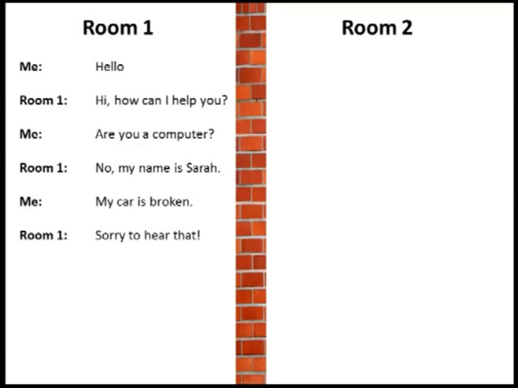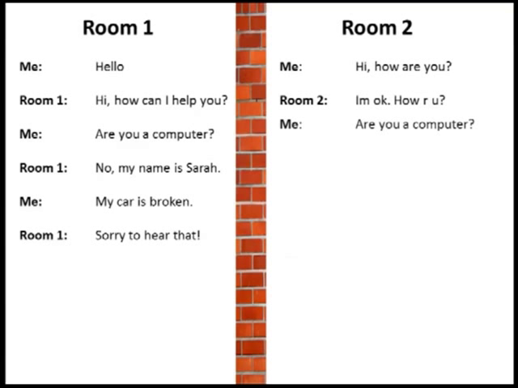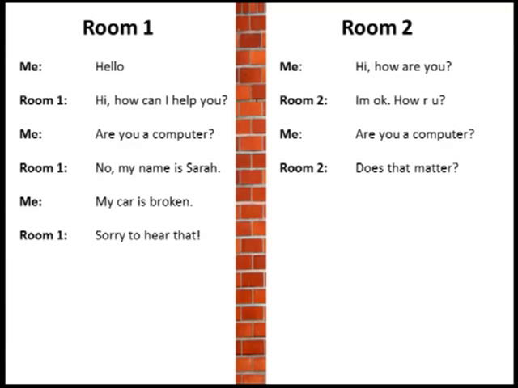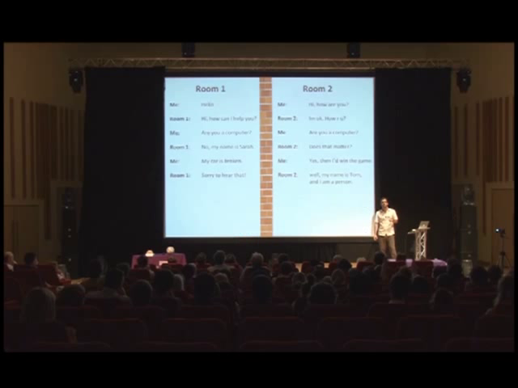In room two, I say, hi, how you doing? How are you? And the thing in room two replies, I'm all right, how are you? Just like that. And then I say, are you a computer? Again, just ask. Does that matter? And then I reply, well, yeah, because I'd win the game then, and I could win the Turing test. Well, my name's Tom, and I'm a person. So, I'm a person on this side, and over here the thing has said, no, my name's Sarah. So both rooms have claimed that they're people.